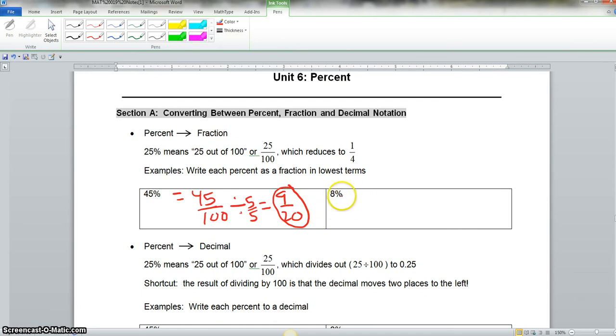Now we go to 8%. That means 8 over 100. Now 8 and 100 both have 4 in common. So we'll divide the numerator and denominator by 4, and that will give us 2 over 25.